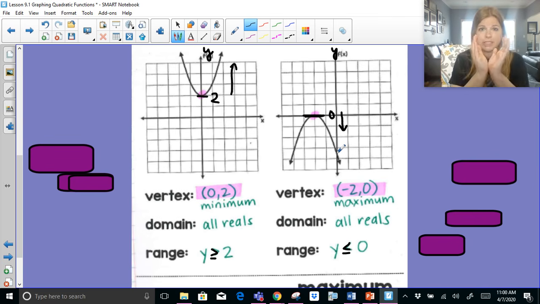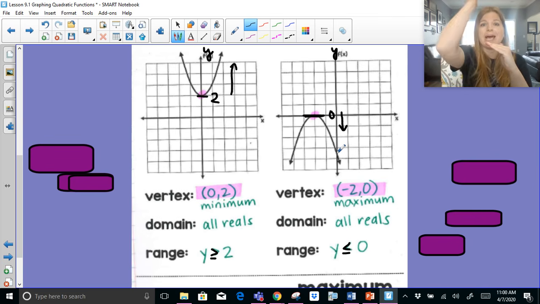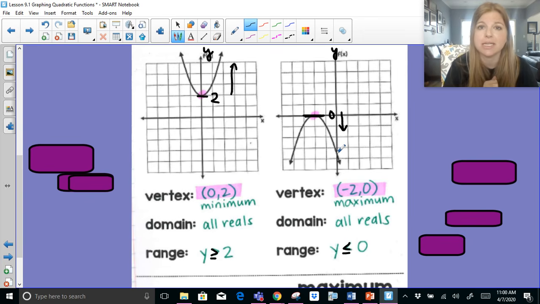So upwards facing graph, downwards facing graph. An axis of symmetry cuts the graph in half down the middle, and it meets it at one point, which is called the vertex. You can have a maximum vertex, you can have a minimum vertex, and we can talk about domain and range. Now let's start graphing.